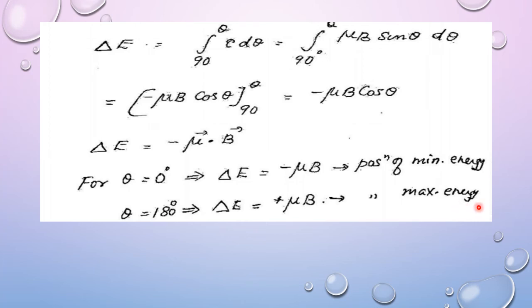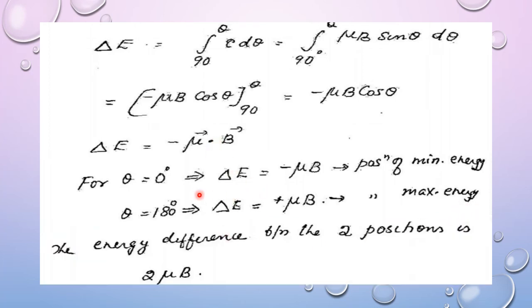And when θ is equal to 180 degrees, the energy is equal to plus μB, which is the position of maximum energy. So when we apply a magnetic field to a magnetic moment, the energy will be changed by an amount minus μ dot B. So the energy difference between the two positions is 2μB, since the minimum position is minus μB and the maximum position is plus μB. So the difference between them is 2μB, right?